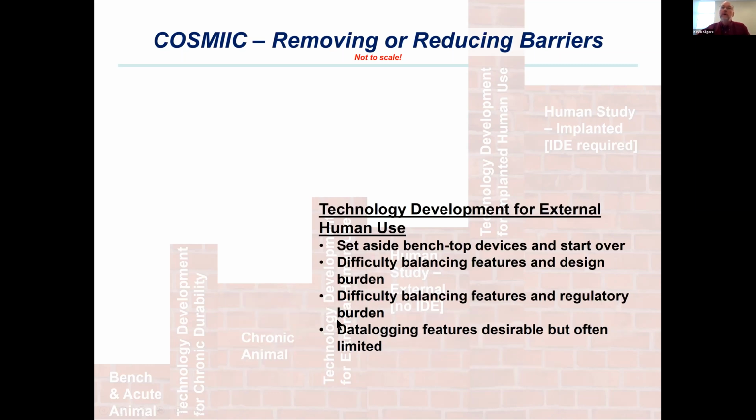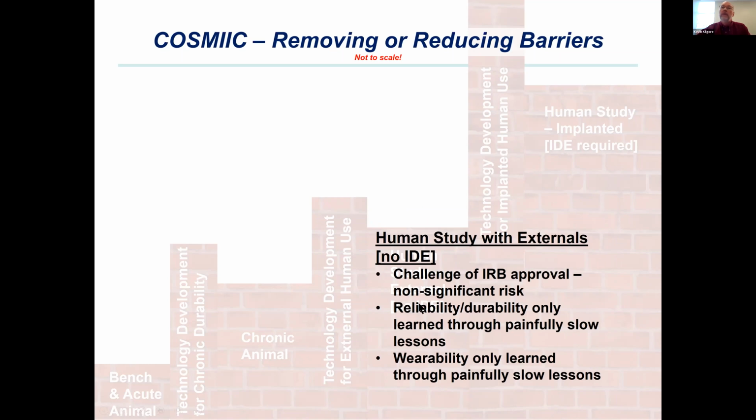And then you get to wanting to move to human use. Again, you kind of have to set aside the technology you've been using and start with something that could be used daily by humans. So here, although you don't have an IDE at this stage, you still have the challenge of the IRB approval. You want to make sure that it doesn't require an IDE so you can do this testing. But you need technology that has durability and wearability, and these lessons are learned painfully because people take stuff home and then they break it, and you have to learn why that happens and how to fix it. It'd be easier if you could start with a technology that already had a track record here.